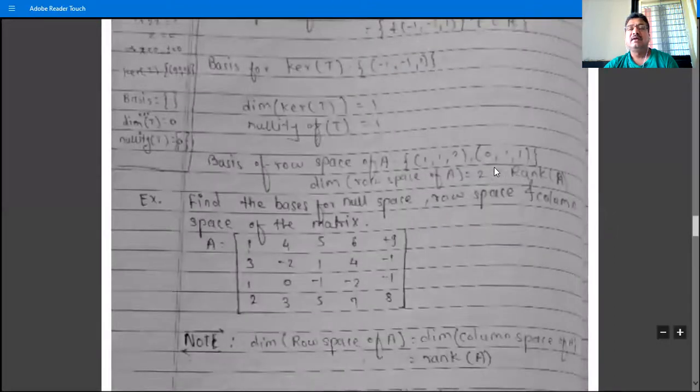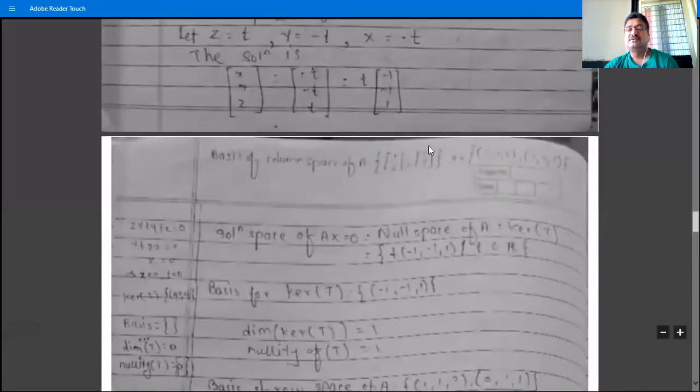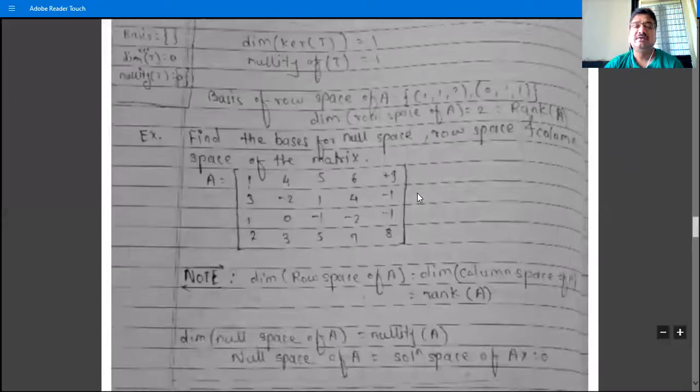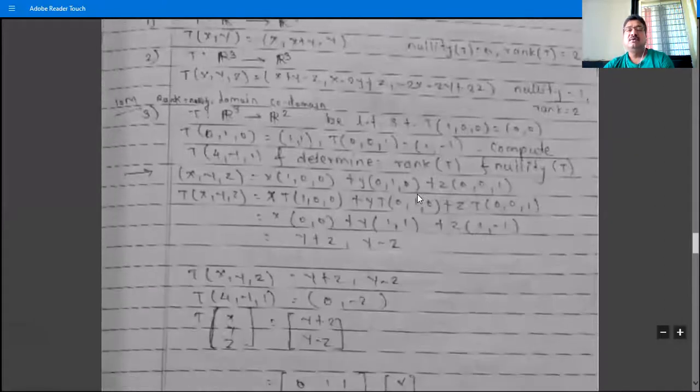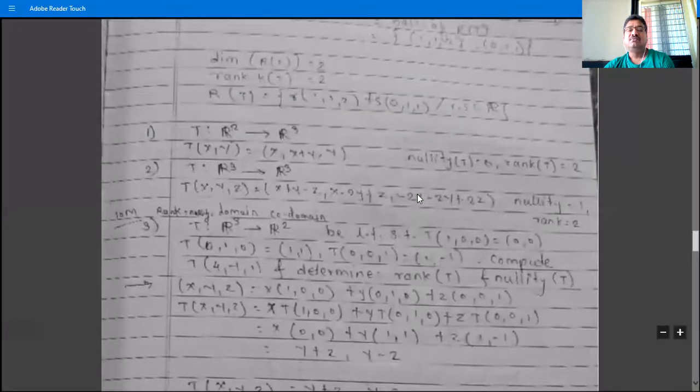Or if we apply this procedure, suppose this is the basis for the column space. Then we write R(T) as a linear combination of these two vectors, that is r(1, 1, 2) plus s(1, 1, 0, 1), such that r and s belong to R. So this is R(T). Any element of R(T) is a linear combination of these two vectors. If an element is not a linear combination of these two vectors, then it is not an element of R(T).